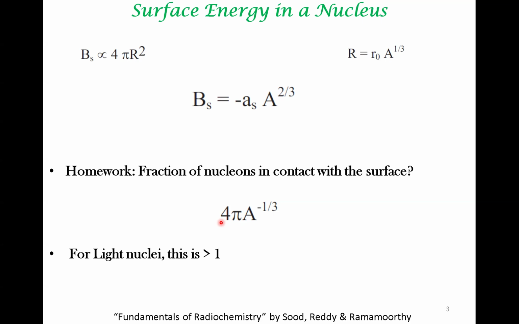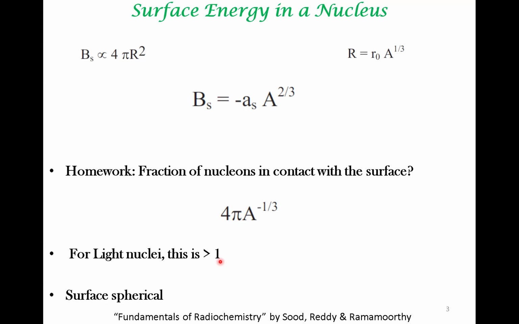There are very few nucleons in the bulk, right? So typically, this fraction is seen to be more than one. That is, the ratio of the number of nucleons on the surface to the number of nucleons in the bulk is greater than one. But as A increases, this ratio becomes less than 1. The effect of surface is less.